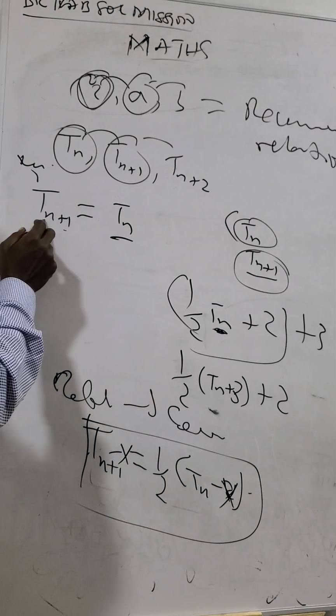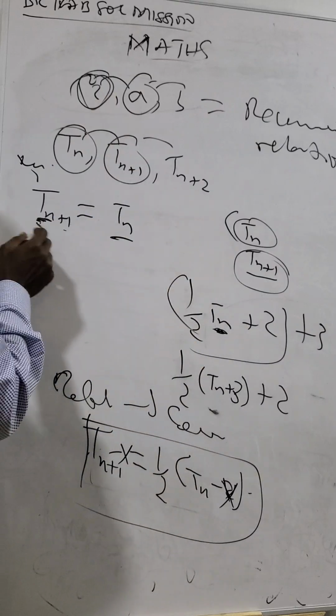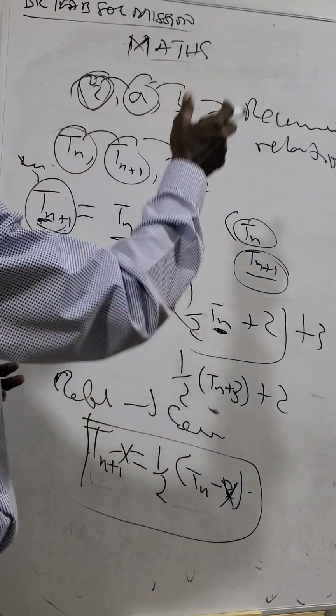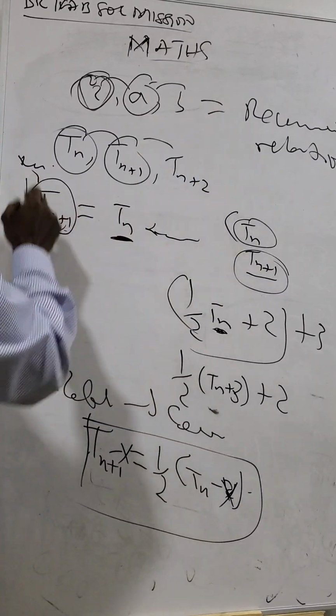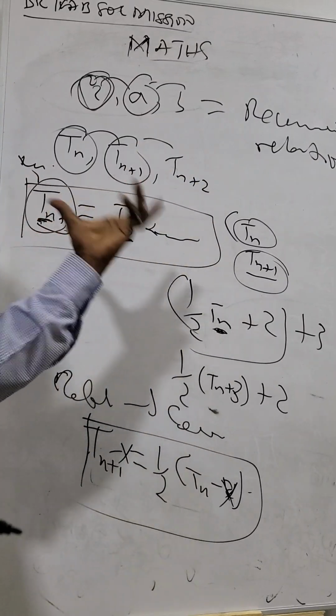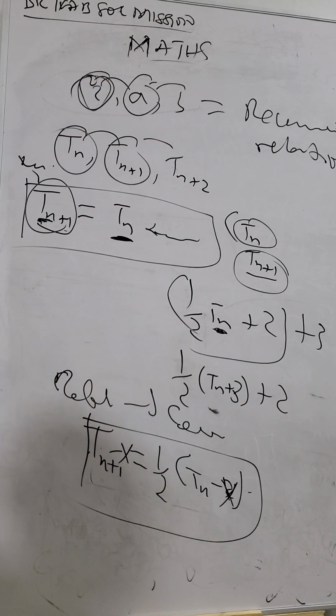So Tn plus 1 means Tn is the number preceding it, plus 1 is the next one. So the next number that we are interested in, which is the recurrent relation, should depend on this one by a certain expression. You don't have a general formula for it. It will come in various dynamics or various forms. So that will be the recurrent relation.